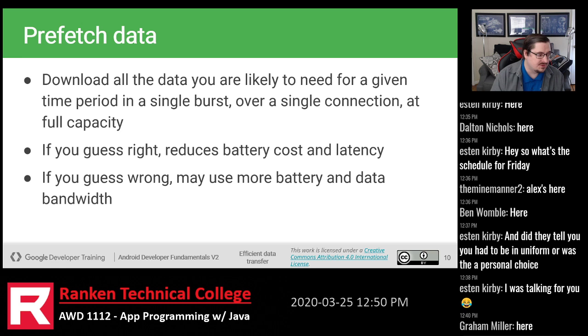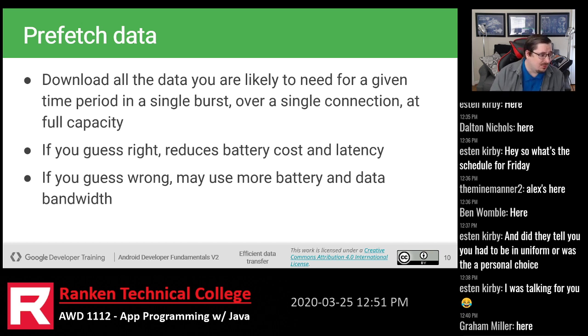Same thing with any sort of search results: you can say, let's get those search results, but then let's also pick and choose and grab all the data for the first few results. That potentially reduces how much they have to load. Now, if we guess correctly, then great. This reduces battery usage and reduces latency, because we've gotten all that data all at once. They don't have to wait to get that data later.